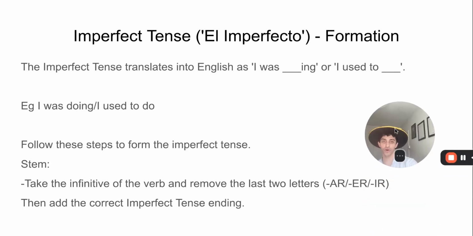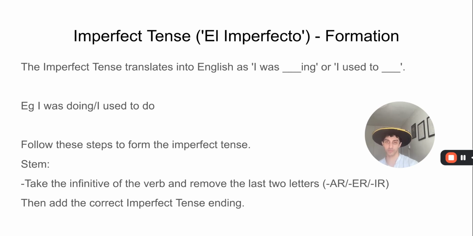Okay, now we're going to go on to how to form each of these tenses. So we're going to start with the imperfect tense, or el imperfecto, as it's called in Spanish. And to translate this tense into English, the imperfect tense would generally translate as I was something-ing, or I used to something. For example, I was doing, or I used to do. There are two most common ways of translating the imperfect tense into English. Generally, one of those two is how you should translate it in English.